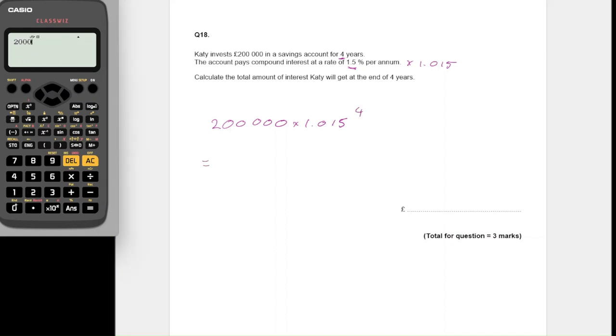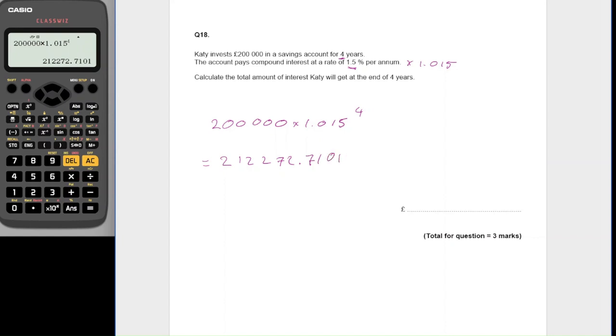So 200,000. Double check my zeros. I've got one too many. 5 zeros times by 1.015 to the power of 4 gives me £212,272.71, but I'll put it all down.